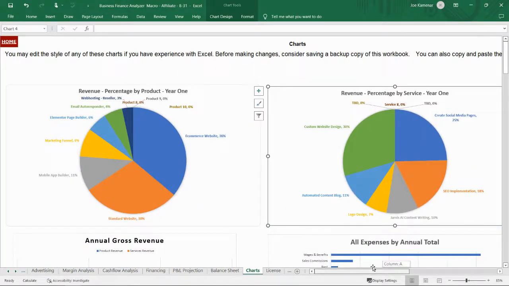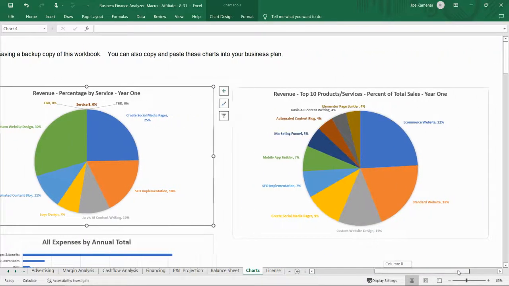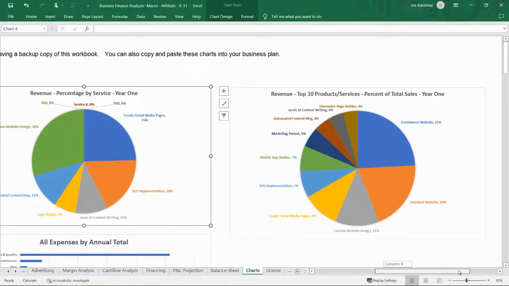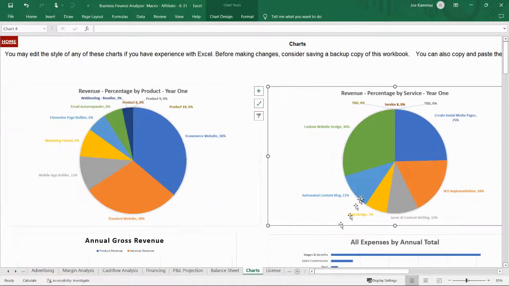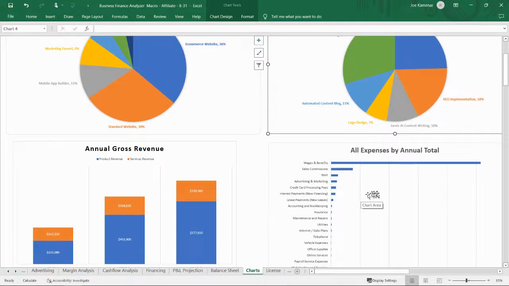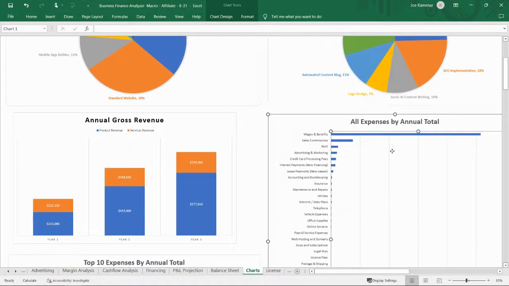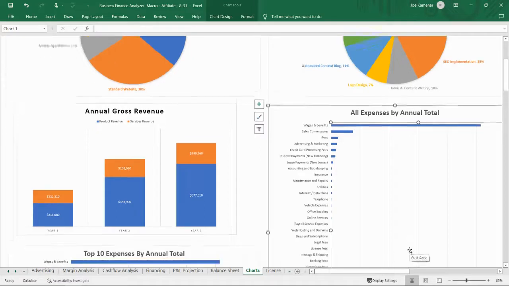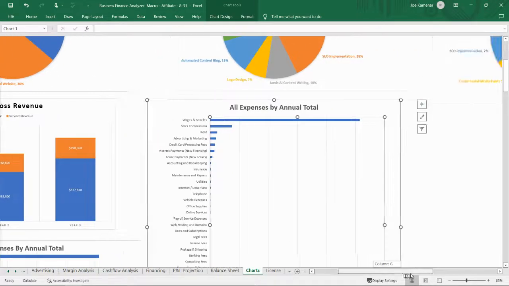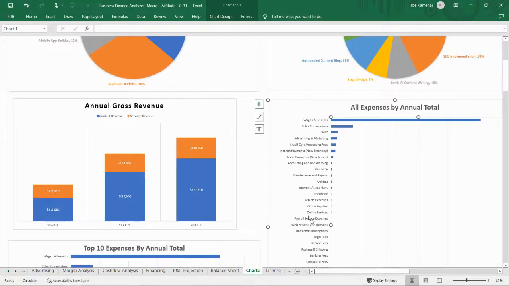If you look at what you get here, you have your revenue percentage by product, revenue percentage by service for year one, and your top 10 products and services. So if a lender says, what is your revenue breakout of your top 10 products and services, percent of total sales, well, you have it. We have annual gross revenue for the 3 years, all expenses by annual total. And the nice thing is you can make these bigger, or you have plenty of ability to edit and work with these charts. Or if you don't like the format, you can change it, or the style.